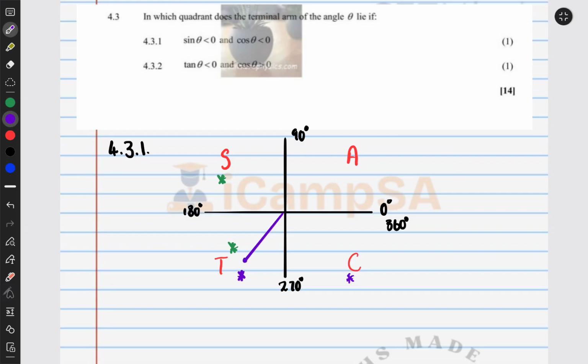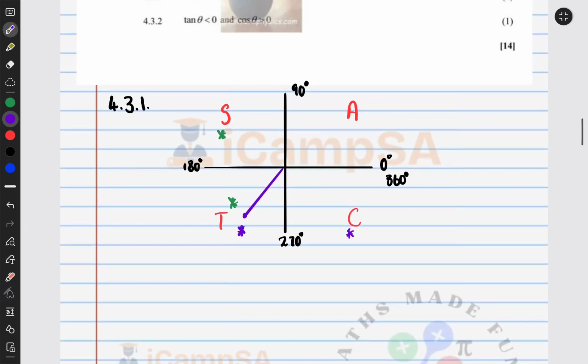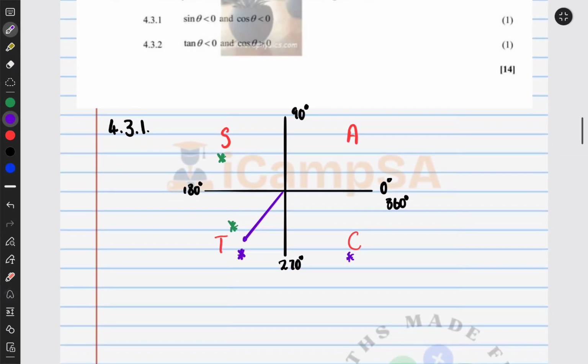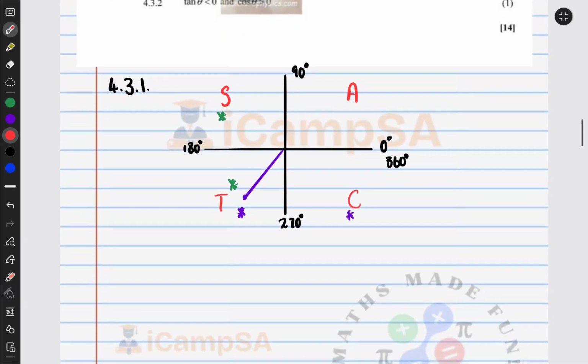So our terminal arm will be here. So in other words, for 4.3.1, in which quadrant? The answer will be third quadrant.